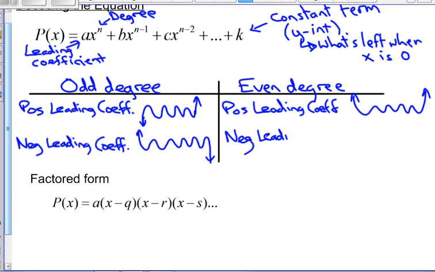Negative leading coefficients do this. If they're even, they start low, stuff happens, and then they go down again.